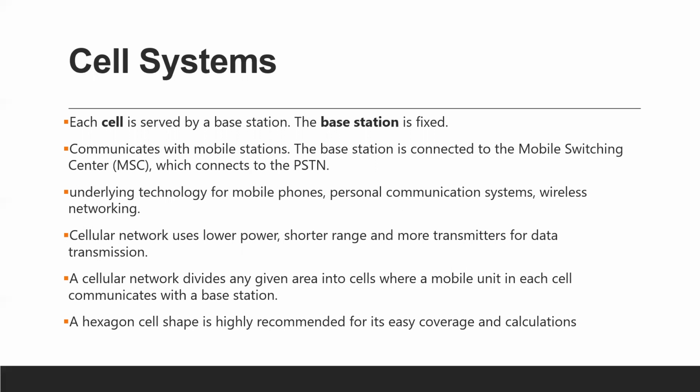A cellular network divides any given area into cells where a mobile unit in each cell communicates with a base station. A hexagon cell shape is highly recommended for its easy coverage and calculations. It offers the following advantages: it provides equidistant antennas, and the distance from center to vertex equals the length of the side.